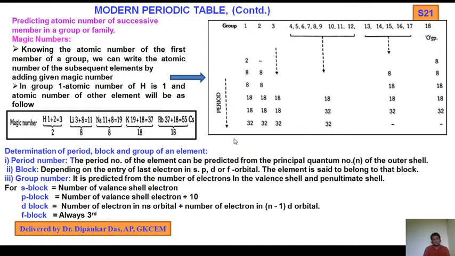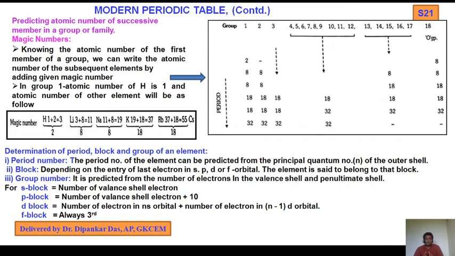I think you understood. So in hydrogen you add 2, you get the lithium atomic number. Again adding 8, you get the atomic number of sodium. Again adding 8, you get the atomic number of potassium. Again adding 18, you get the atomic number of rubidium. Again adding 18, you get the atomic number of cesium. So in this way you can remember the atomic number of the corresponding element.